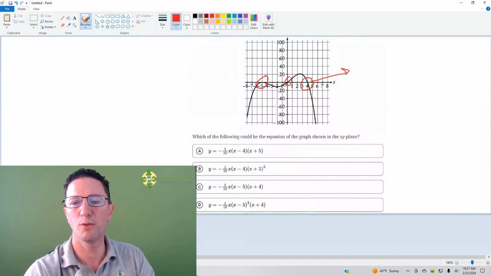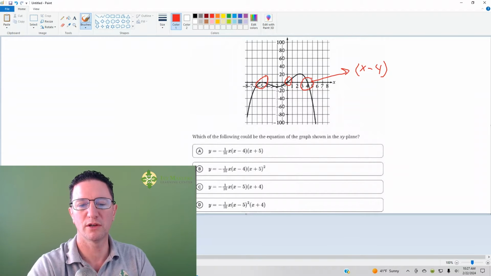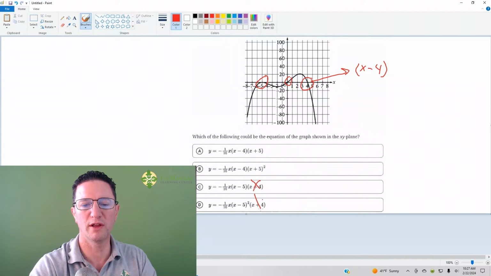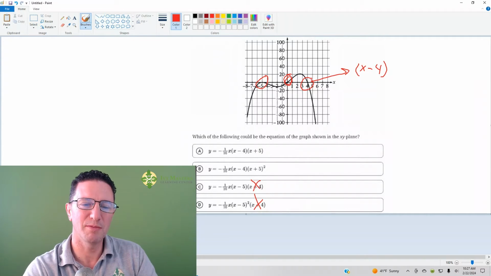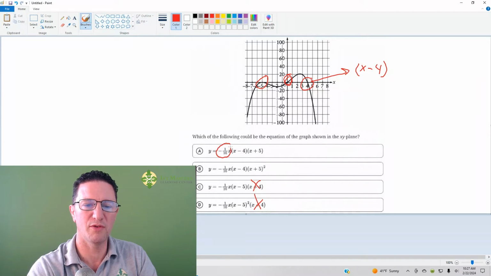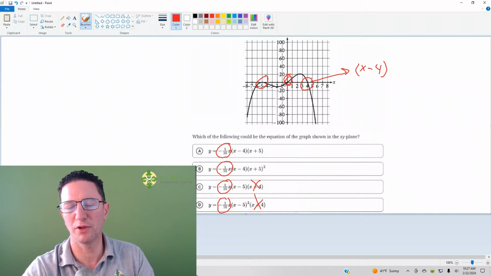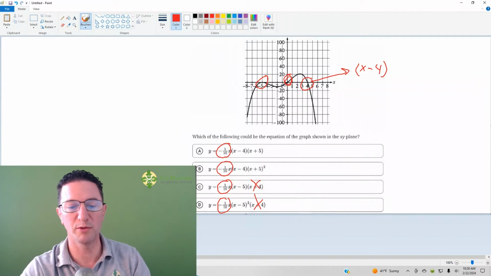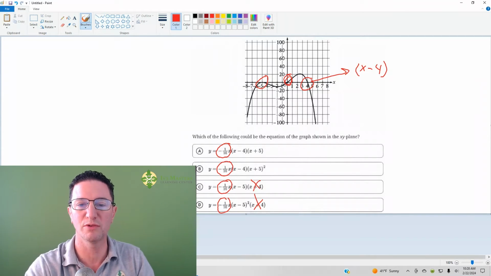Well, if it goes through positive 4, then x minus 4 is a factor. So notice this says x plus 4, that says x plus 4, those are gone. It goes through the origin. So 0 is going to be a factor. What does that mean? That's this one. All of them have minus 1/10 x. So notice your last step, if you're setting this equal to 0, it'd be negative 1/10 x equals 0. Divide both sides by negative 1/10, you get x equals 0.